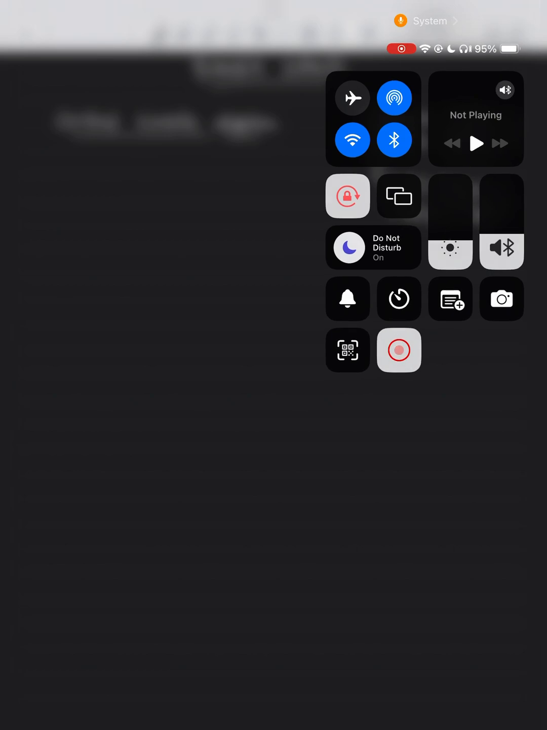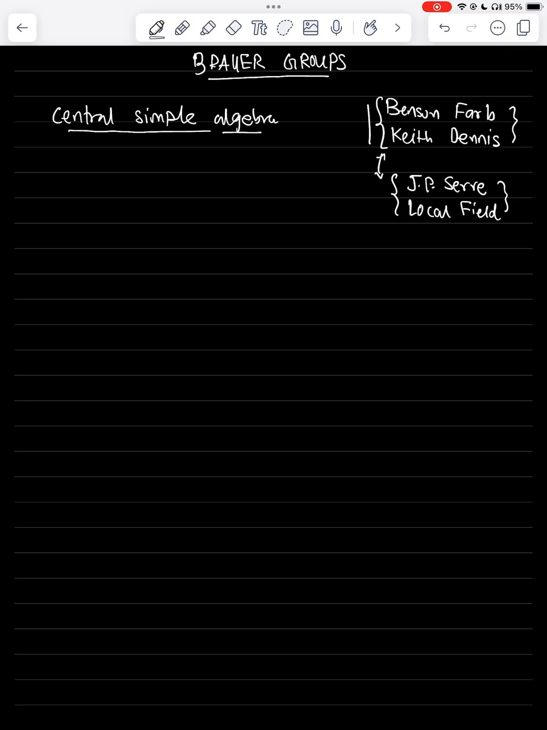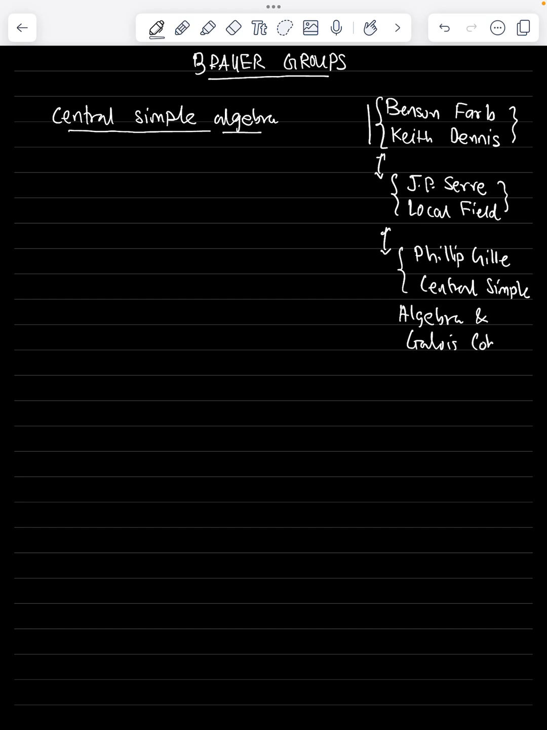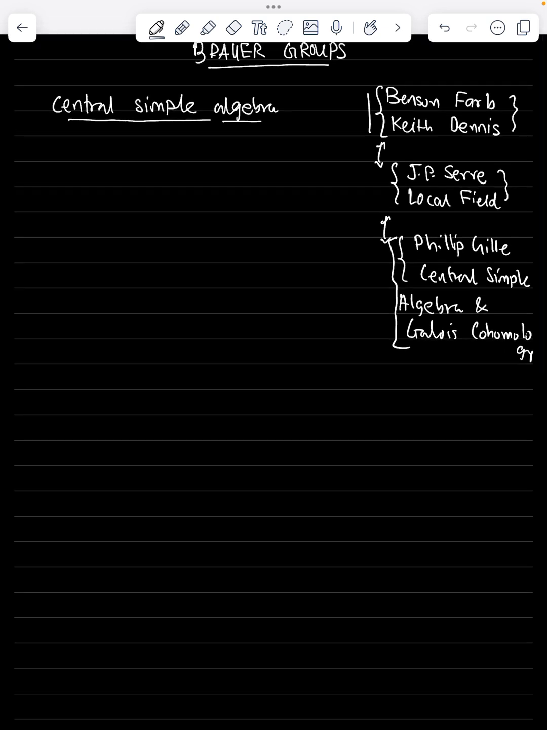And there's another book by Philippe Gille, on central simple algebras and Galois cohomology. This book is pretty nice. It covers a lot of the theory of Brauer groups, their connection to Galois cohomology and a lot of stuff. Also some algebraic geometry is there in the last book. But Benson and Dennis is the easiest one and the most basic one.